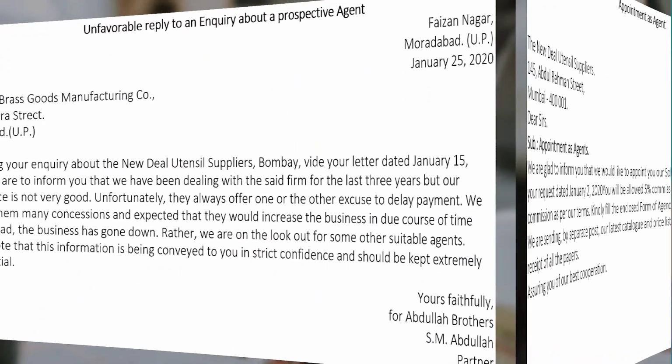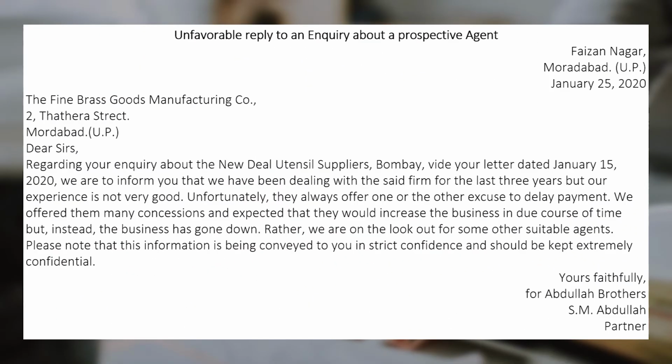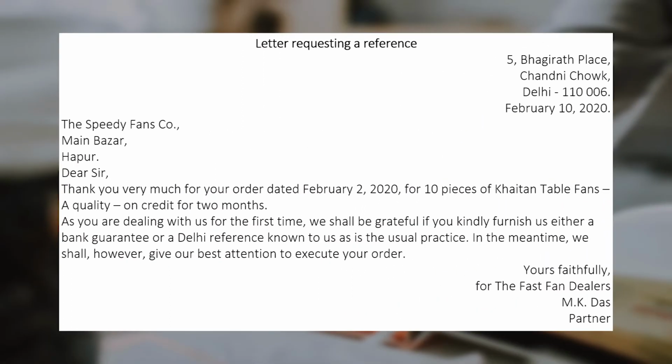On receiving an unfavorable reply, which is the next exhibit, please remember the unfavorable reply must be factual as it involves serious business decisions. The manufacturer may now choose to decline the agency request or ask for further references as given in the next exhibit. The writer, Fast Fan Dealers, is clearly asking for a bank guarantee or a reference from the suitor.